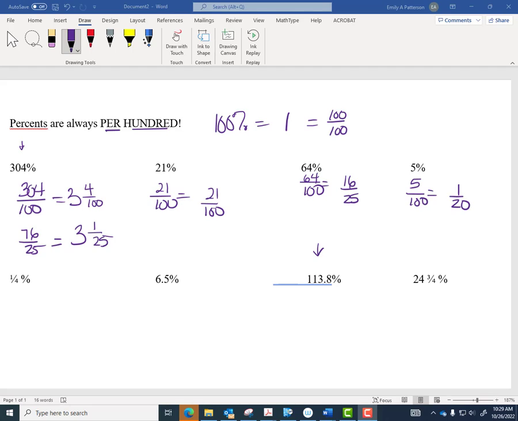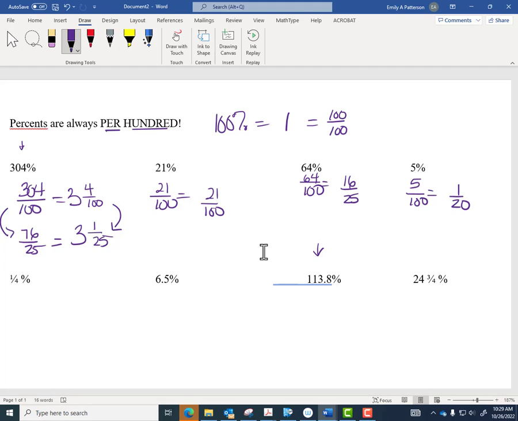So hopefully this is what you got when you reduced each of these fractions. And I had reduced both the improper fraction and the mixed number, and I can still get both of them the same way. 21 over 100 didn't reduce, 16 over 25 is as low as I can go, and same with 1 over 20. Now looking at these ones, these are the problems that give students a little bit more difficulty because they look very bizarre.